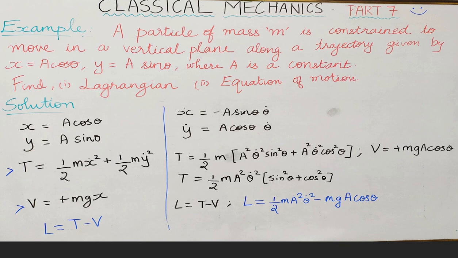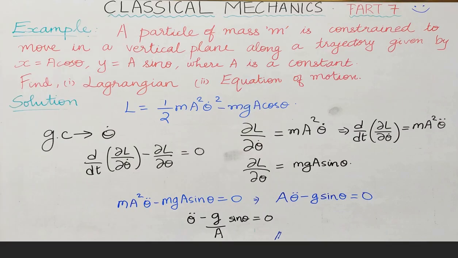So this was the Lagrangian, and the next step is to find the equation of motion. We have the Lagrangian now, and we know that the generalized coordinate here is theta. Next we have to find the Euler-Lagrange equation, that is the equation of motion. That is given as d by dt of dou L by dou q dot, where q dot over here is theta dot, minus dou L by dou q equals 0. So I have to find dou L by dou theta dot, and from the given Lagrangian I get m a squared theta dot. Differentiating again with respect to time, I get m a squared theta double dot.